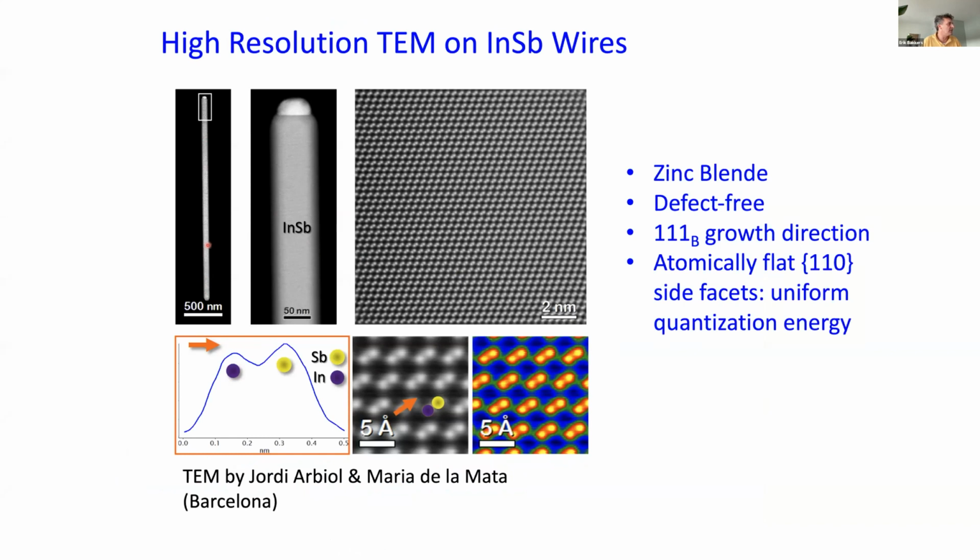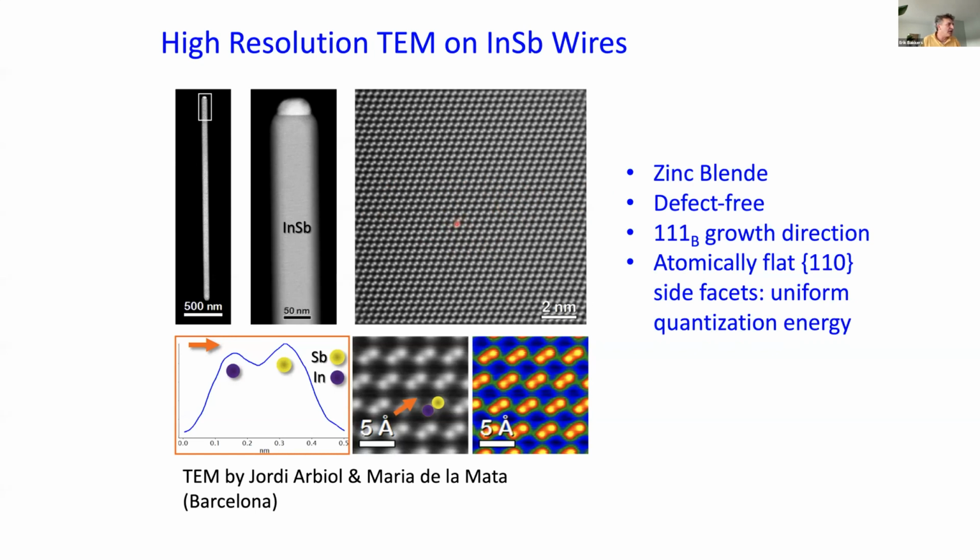And in principle, you don't see any contrast, and that means that there are no planar defects in these wires. We can zoom in, we can go to higher resolution, and here you can see the atomic structure. So you can see the crystal structure of this wire. And from the symmetry, we know that this wire has the zinc blende crystal structure. I mentioned already that we have no defects.